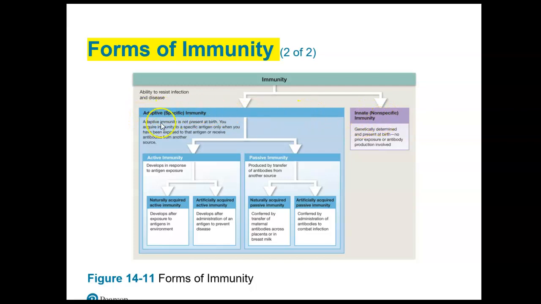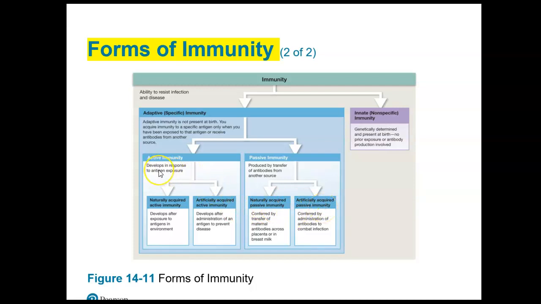Okay. This is figure 14-11, which divides immunity up into adaptive or specific immunity and innate or non-specific immunity. But mainly what it's good for is showing you the divisions of the adaptive immunity. There's going to be several questions, and I can tell you, I already made the final exam, so I know I asked more than one question where it'll give you a scenario and you have to be able to tell, is that an example of naturally acquired active immunity, artificially acquired active immunity, naturally acquired passive immunity, or artificially acquired passive immunity?